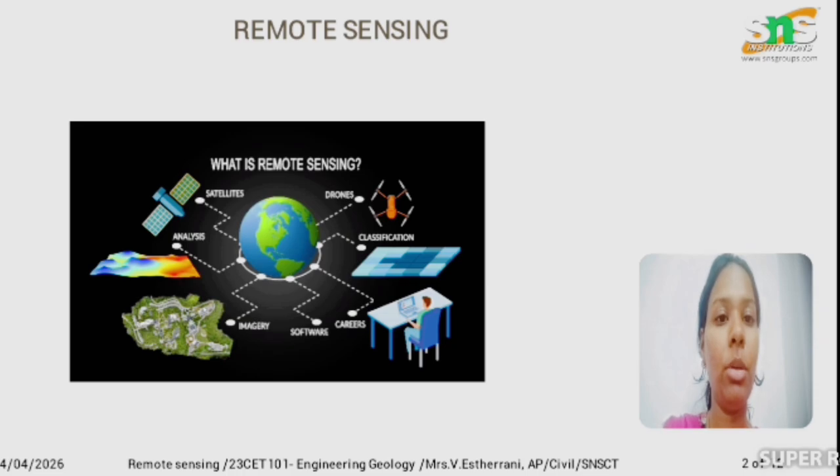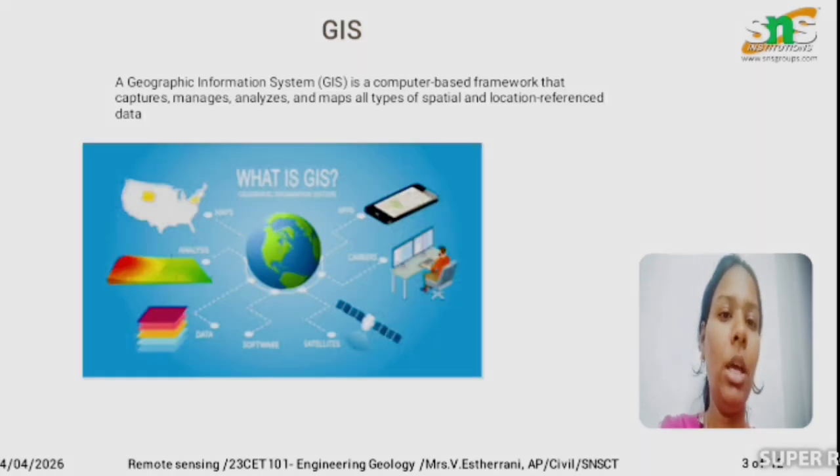These sensors may be satellites or drones. Next one is the data collection area, where the data are collected and stored. Next one is the analysis part, where the collected data is analyzed. Next one is the imagery data. Imagery data outputs are used for the application purpose. These are the major parts of remote sensing.